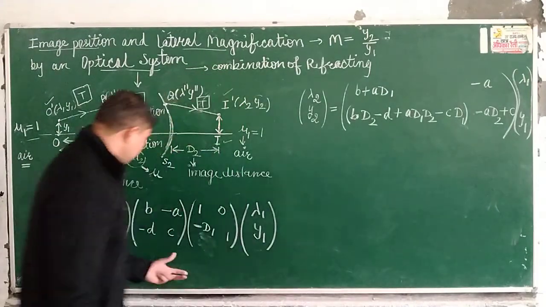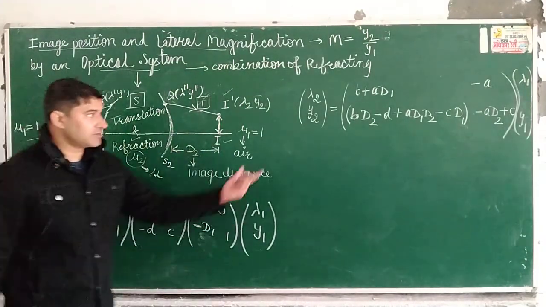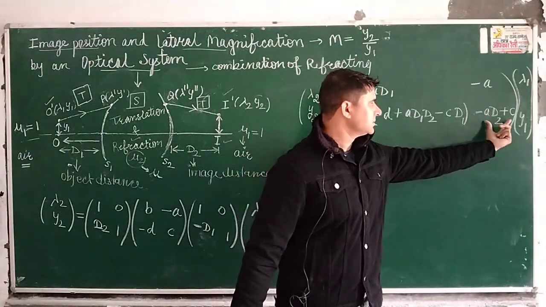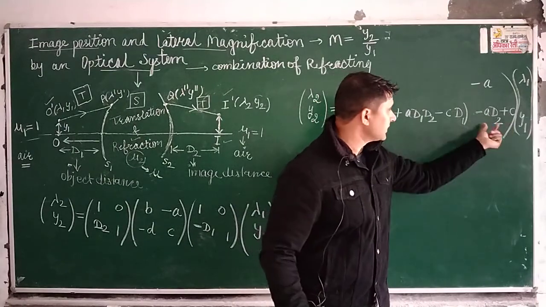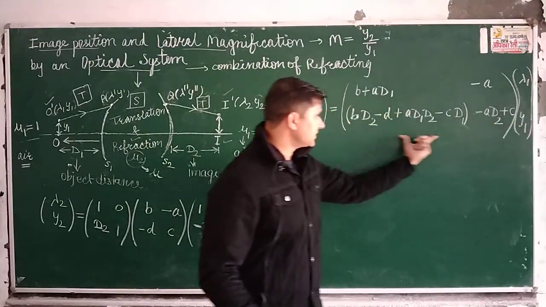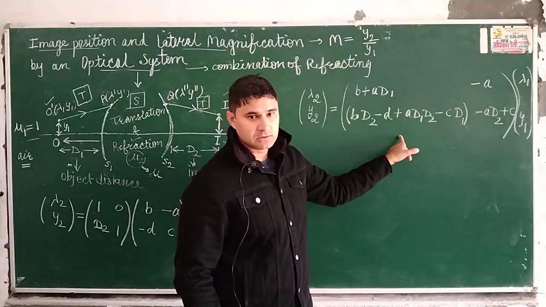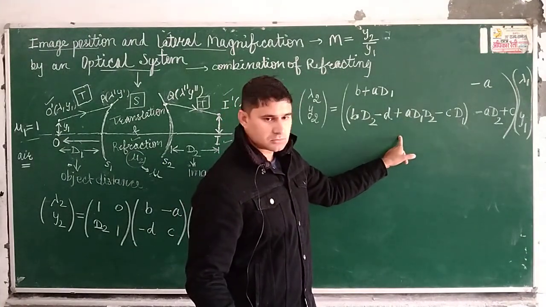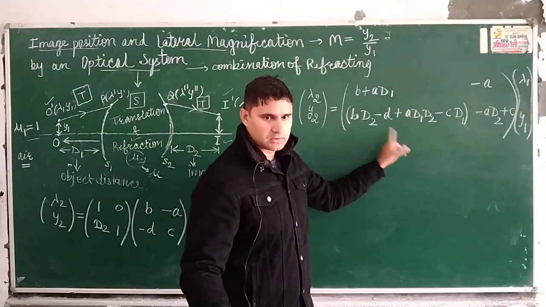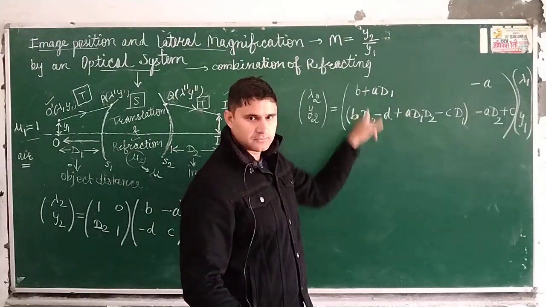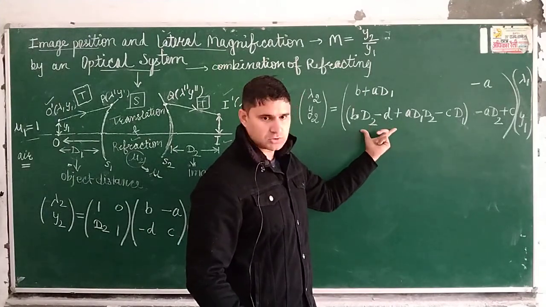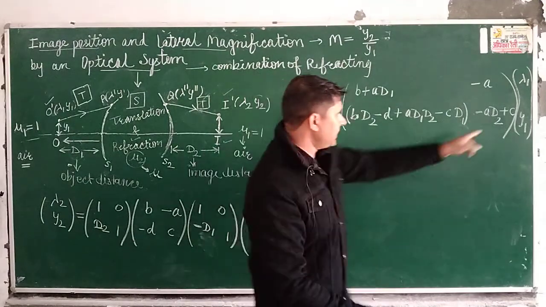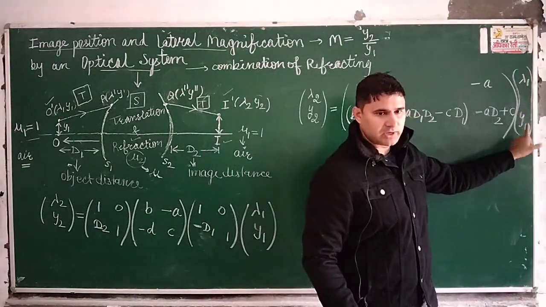Now you see, if you multiply these three matrices, then you will get this resultant matrix. So here you have minus A, and this is the 2 cross 2 element, that is minus A D2 plus C, and this is the 2 cross 1 element, second row and first column. Okay, so now, here you have lambda 1 and y1.